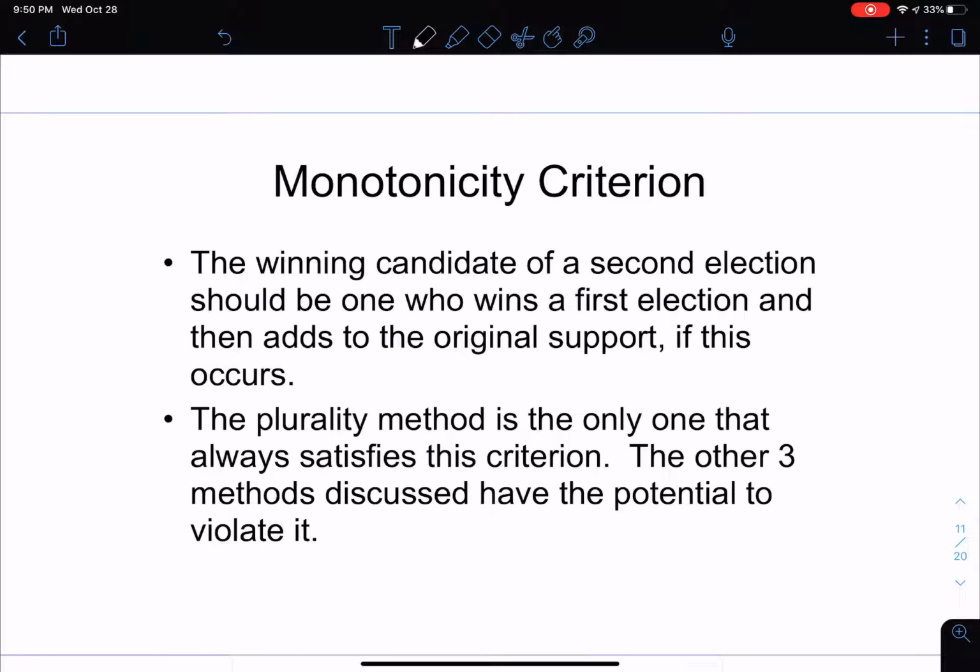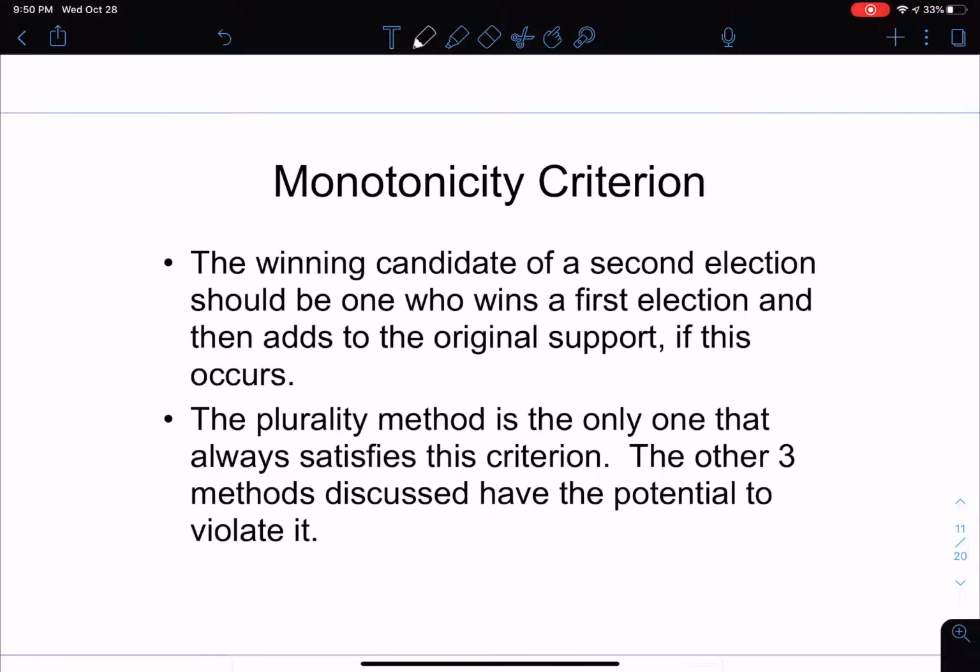The plurality method is the only one that will always satisfy this. If you came in first place by plurality in the first election, and you gained support before the second election, you'll still come in first place by plurality. But with plurality with elimination, with Borda count, and with pairwise comparison, it is possible that, depending on how the support was gained, you could win the first election but then not win the second election. It's wild, but it does happen.